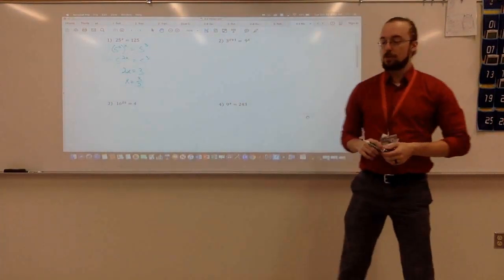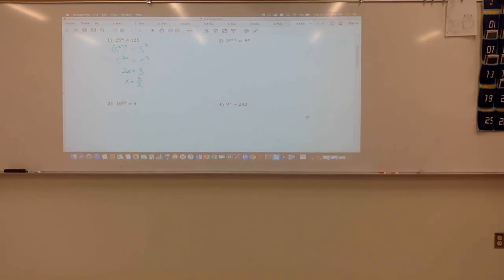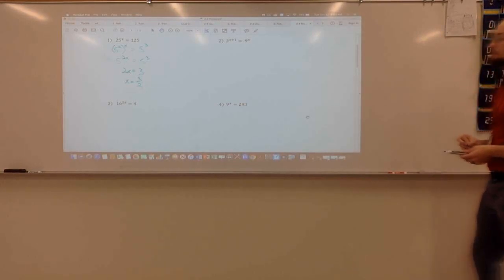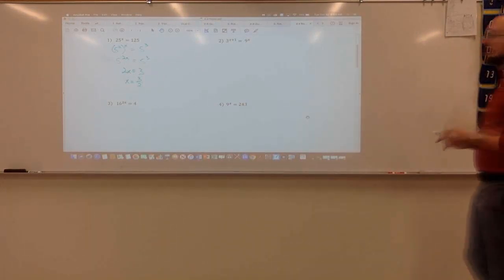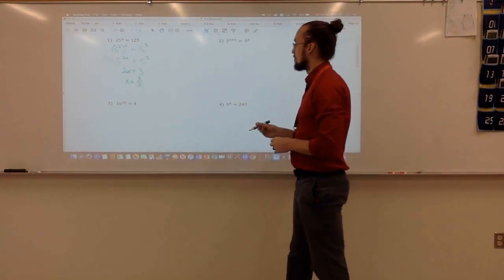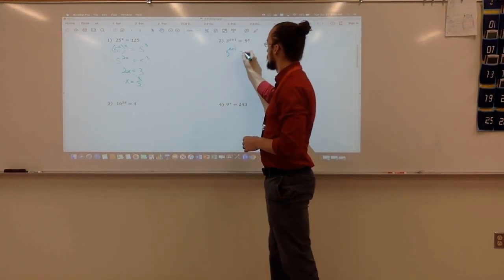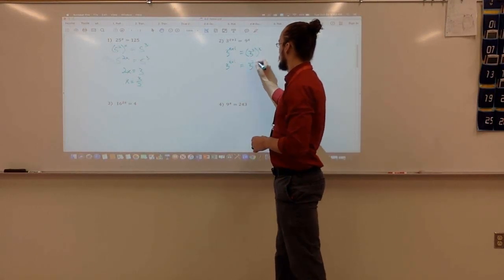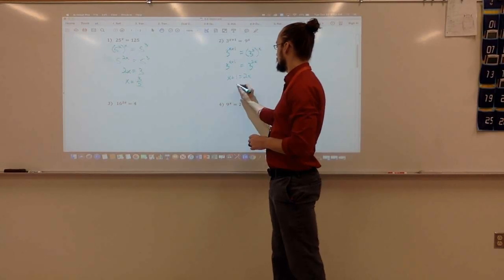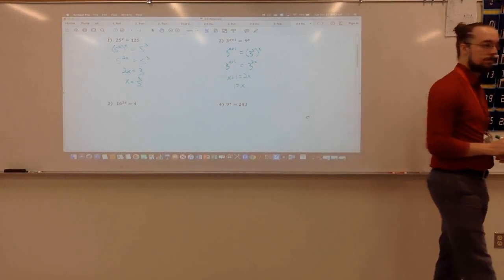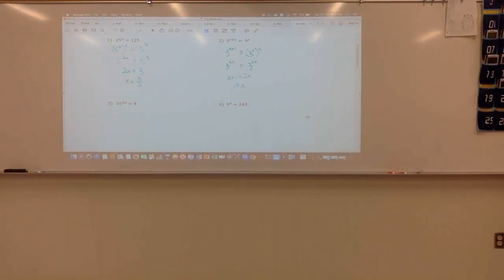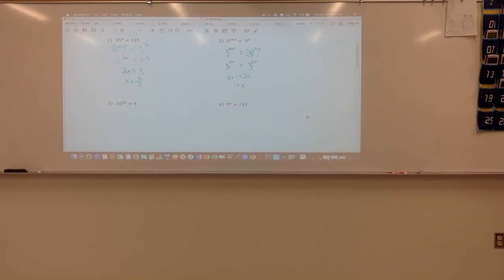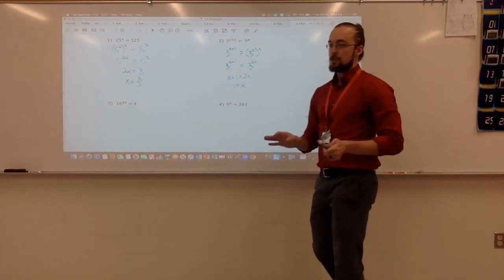We can do something similar for number 2. We can rewrite both 3 and 9 with the same base. So give that a try real quick here. We get 1. Any questions on this strategy?